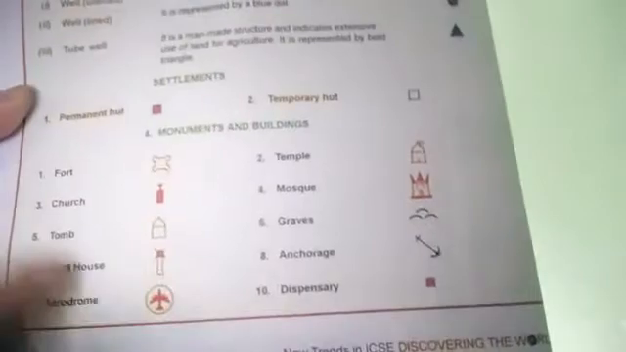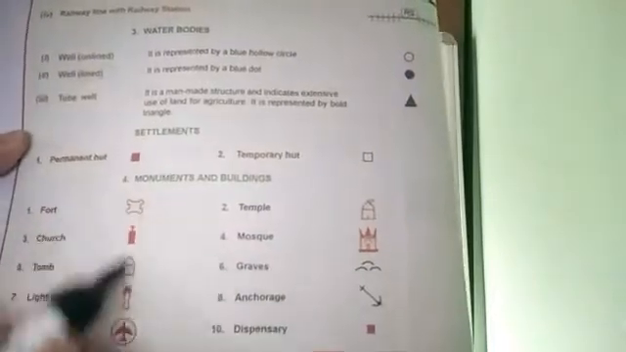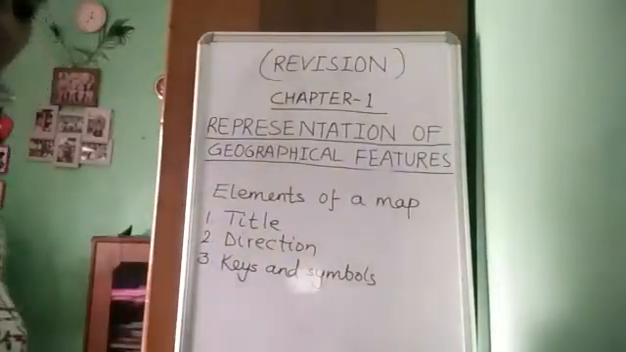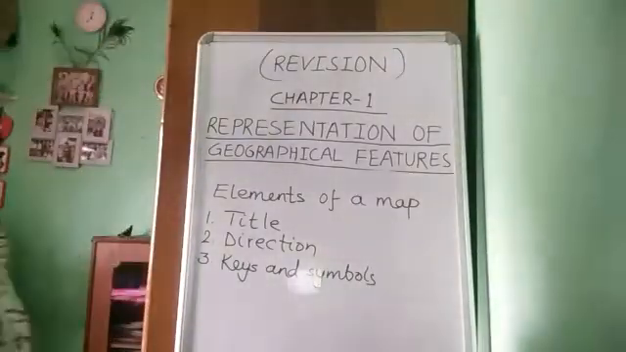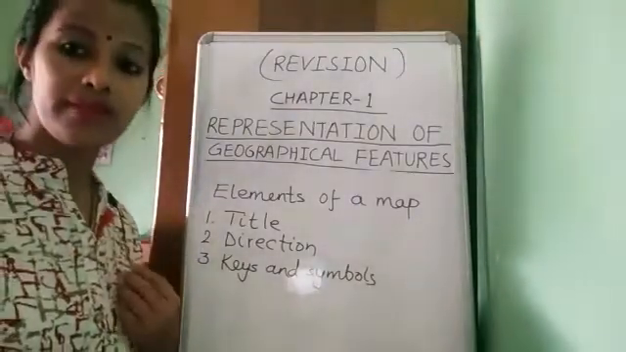Here you can see monuments and buildings. They are shown in this form: fort, church, and they all are given. They are the symbols of these places. Permanent herd. Okay, now one more thing, settlements. All types of settlements are shown with the help of red color.